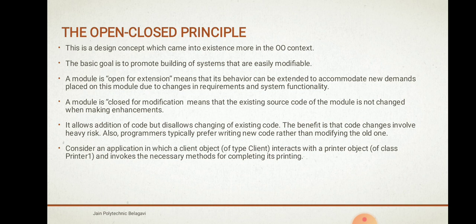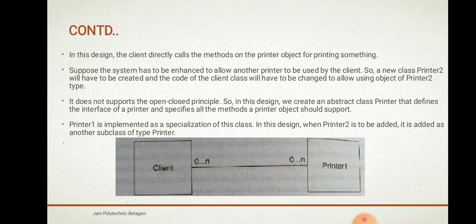Consider an application in which a client object interacts with the printer object of class printer1 and invokes the necessary methods for completing its printing. In this design, the client directly calls the methods on the printer object for printing something. Suppose the system has to be enhanced to allow another printer to be used by the client. A new class printer2 will have to be created and the code of the client class will have to change to allow using an object of printer2 type. Now, it does not support the open close principle.